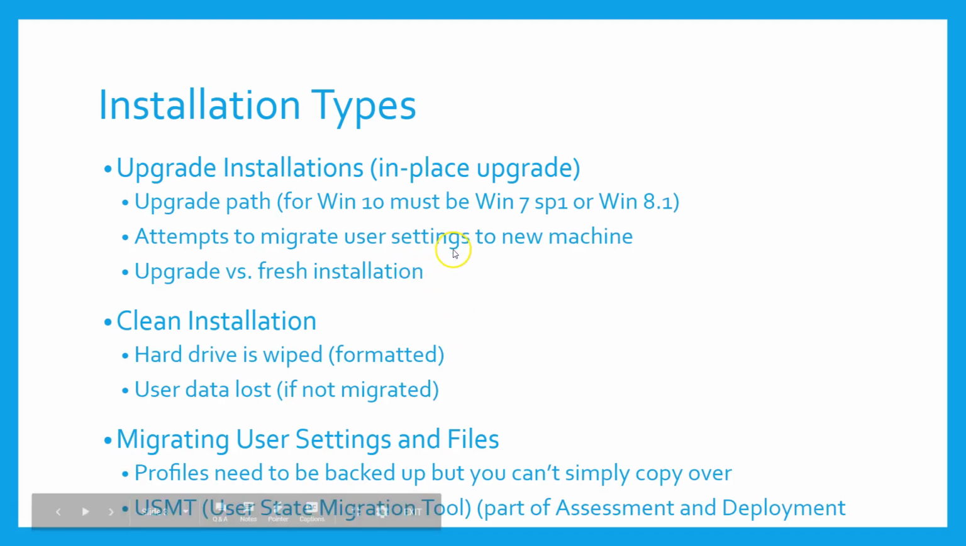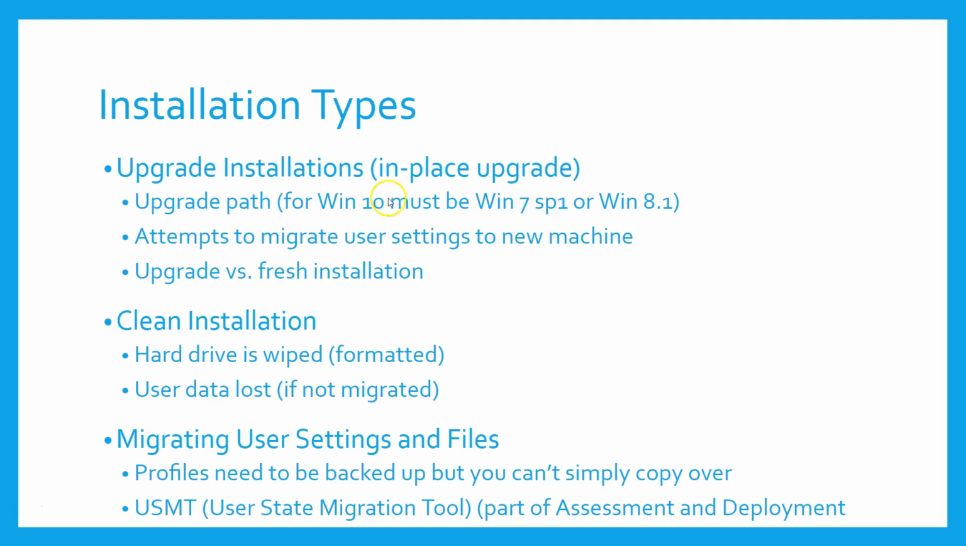So that's one attitude. A clean installation is where the hard drive is wiped, formatted, and all user data is lost; you just do a fresh install of the operating system. If you're doing an upgrade, you have to keep in mind the upgrade path. For Windows 10, it has to be Windows 7 SP1. If you don't have Service Pack 1 for Windows 7, you're going to have to upgrade to Service Pack 1 to go to Windows 10, or you could go to Windows 8.1 and then go to Windows 10 if you can't get your hands on the Service Pack. That's what we call the upgrade path.